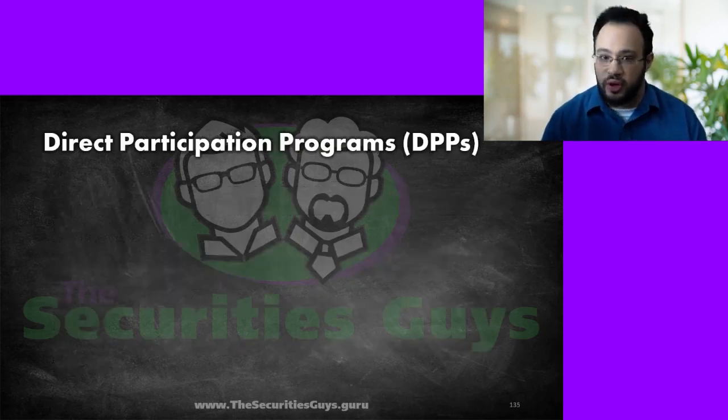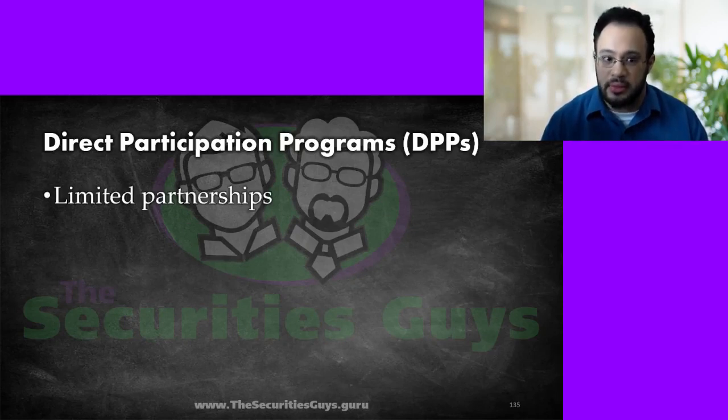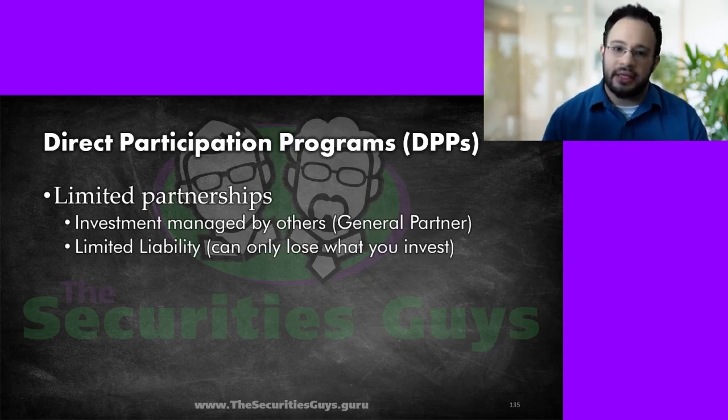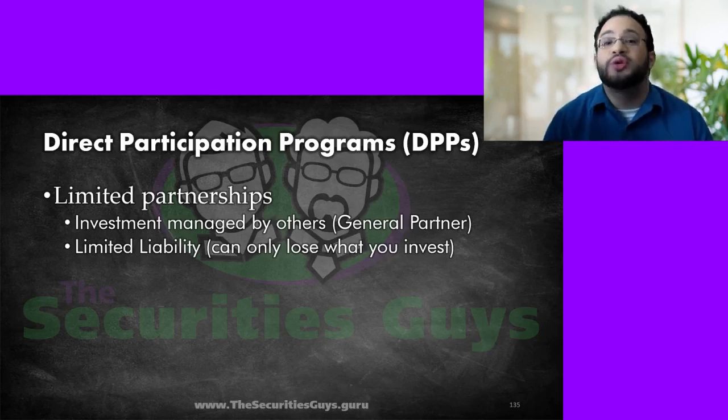Direct partnership programs, DPPs. These are a limited partnership usually. They don't have to be, but usually a limited partnership. That is where the investment is managed by others, in this case the general partner. There's limited liability. In a limited partnership, limited liability exists. That's the whole idea. The most you can lose is what you invest. The general partners do not have limited liability. Only the limited partners have limited liability.